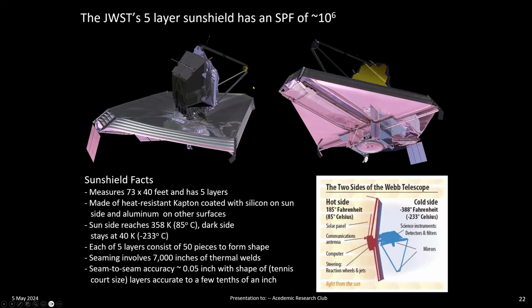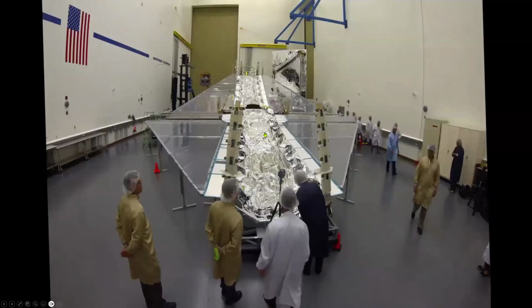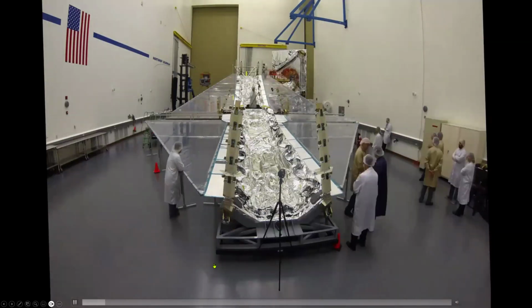It has a special curved shape. And those of you who sew may realize that in order to make something curved out of flat cloth, it requires lots and lots of seams. And so each of the 5 layers is in fact a quilt of 50 pieces involving 7,000 inches of seaming, not done with needle and thread in this case, but rather with thermal spot welds. Each layer of the sun shield is coated with aluminum, except for the sun-facing layer, which is coated with silicon, so it really does look pink in reality. Here is an example of some testing that we did on the sun shield.